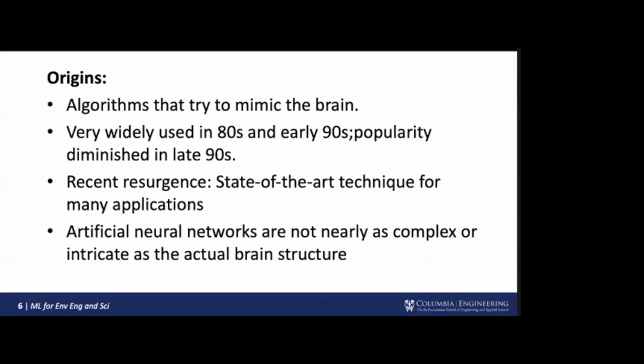Neural networks originally came from attempts to mimic how the brain works, at least at a very abstract level. They were widely used and studied in the 1980s and early 1990s, but interest declined in the late 90s. At that time, models were limited by data, computing power, and training methods. In the last decade, neural networks have seen a strong resurgence with more data, faster hardware, and better algorithms. They are now state of the art for many applications.